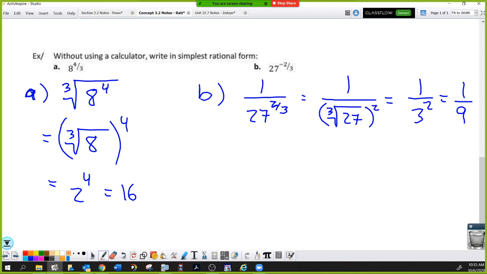And that's why the answer is said in simplest rational form. Rational means fraction. Because the answer is 1/9. I think that's it for the notes, isn't it? Yeah. Easy peasy lemon squeezy.